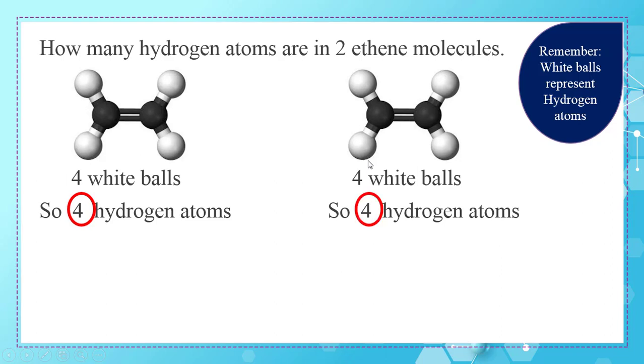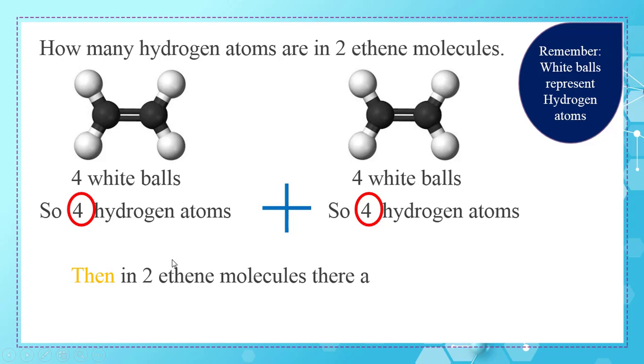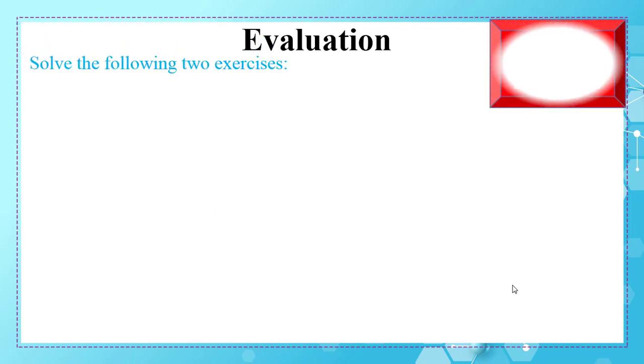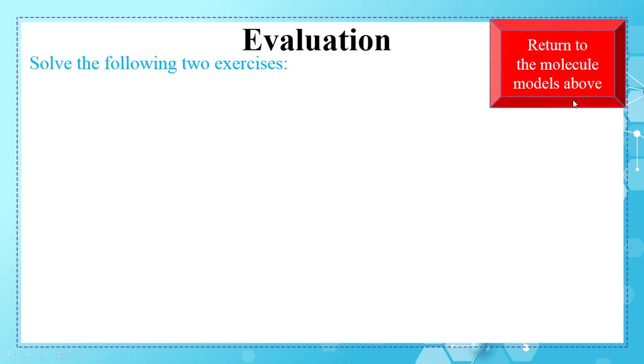As you see, 4 and 4, we make summation. Then we say that in 2 ethene molecules there are 4 multiplied by 2, I get 8 hydrogen atoms. Clear, guys? And evaluation. Comment. Solve the following 2 exercises. Return to the molecule models above.